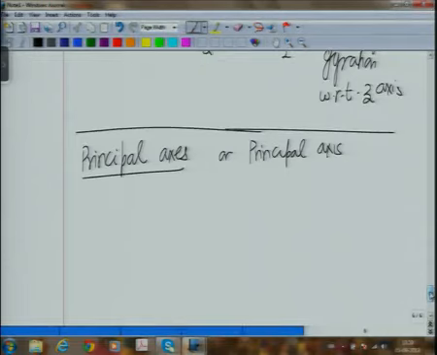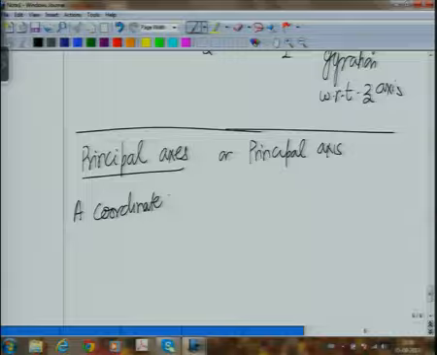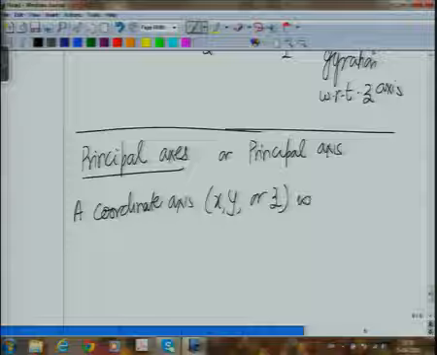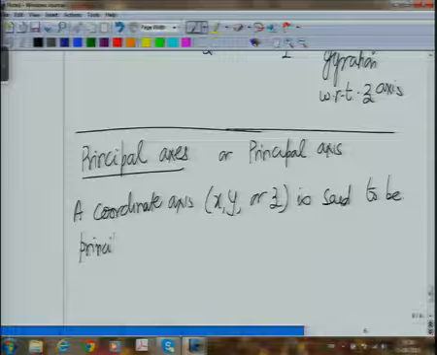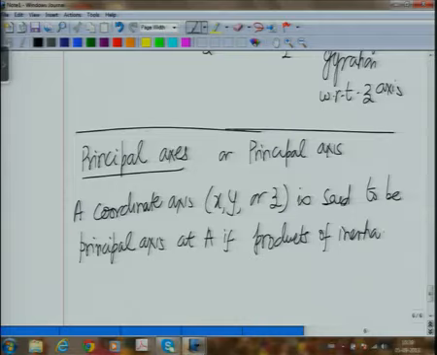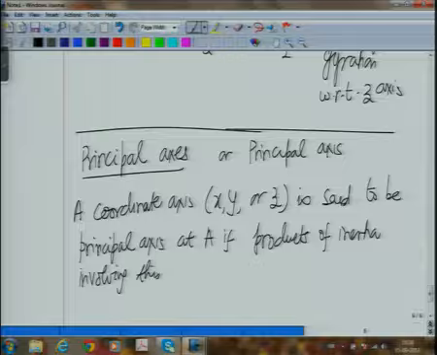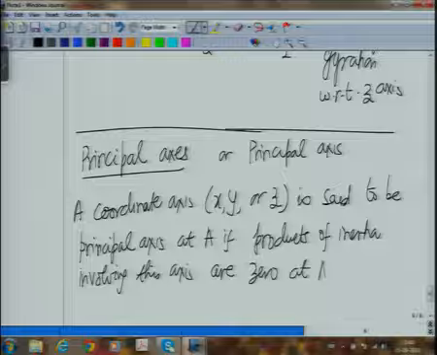And a coordinate axis x, y, or z is said to be a principal axis at A if the products of inertia involving this axis are 0 at A.